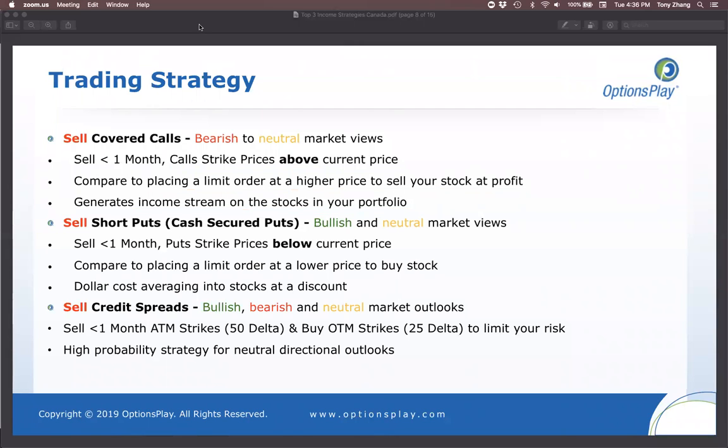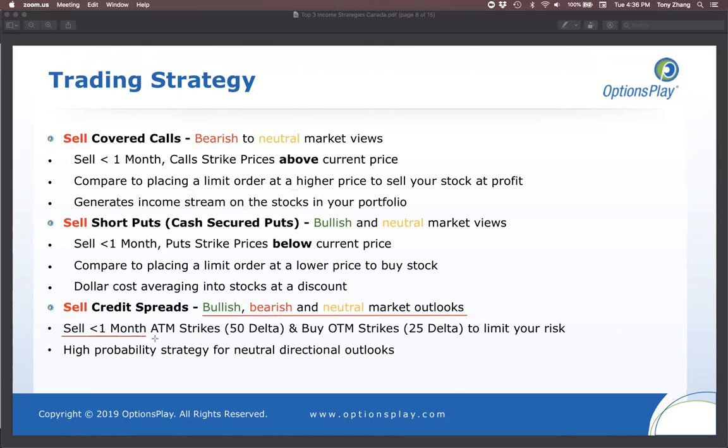Lastly, credit spreads. This is where, for those of you that have either a bullish, bearish, or neutral market outlook on an individual stock or ETF, this really encompasses all the different outlooks that you could possibly have on an individual stock. So when you're selling credit spreads, you also want to sell shorter than 1 month expirations.